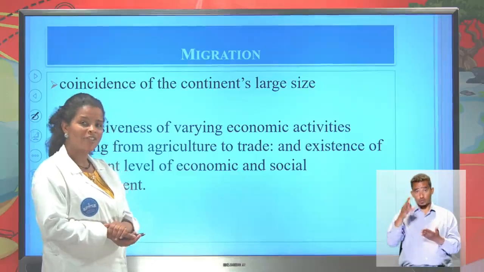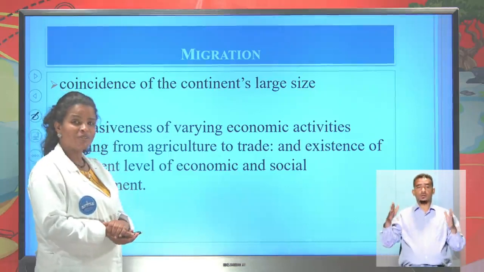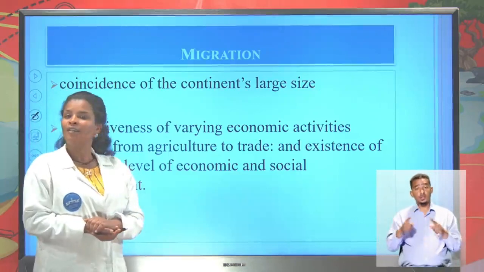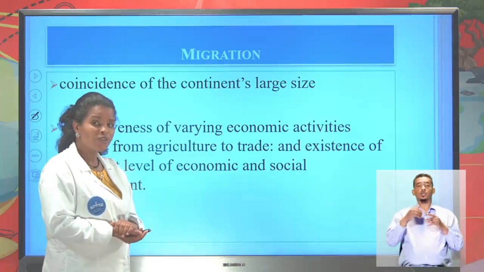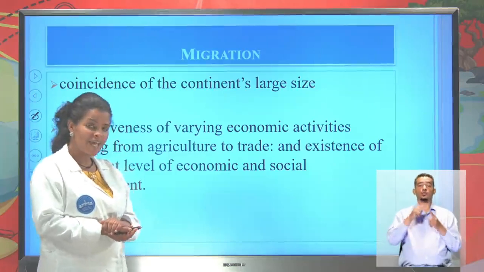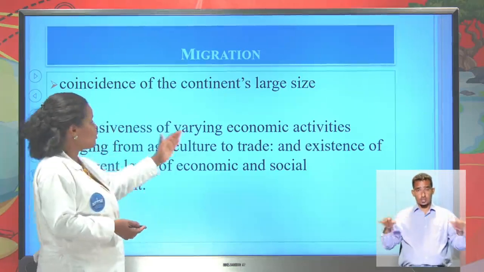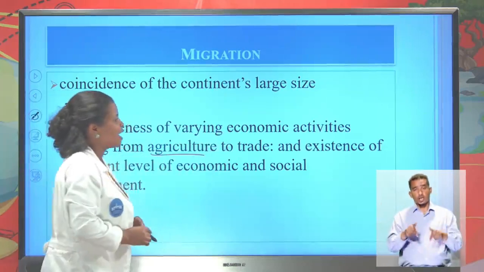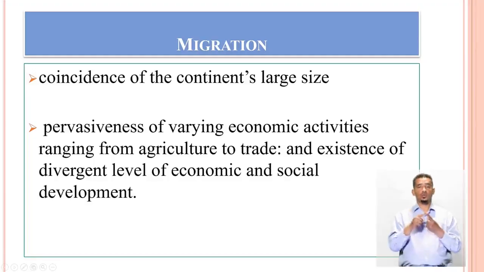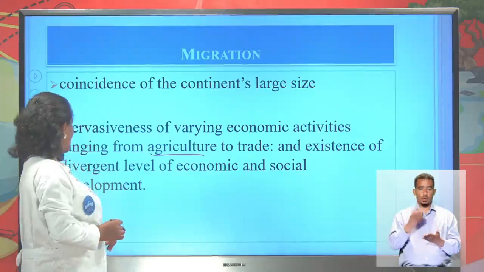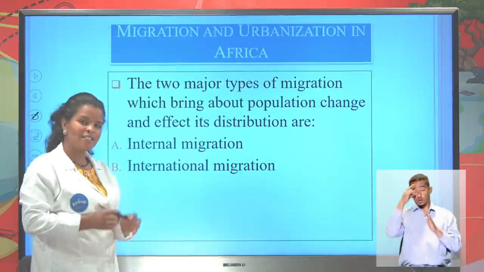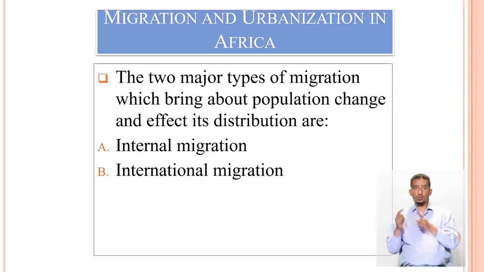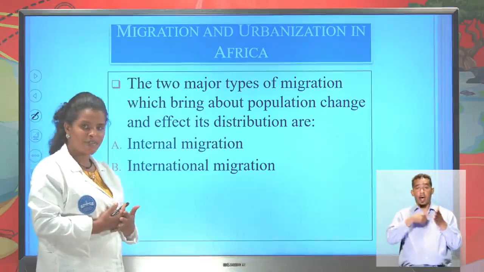Because of the countries' large size, Africa is not densely populated. In terms of size, it is the second continent next to Asia, but it is not densely populated because of its large size. There is also the prevalence of varying economic activities ranging from agriculture to trade, and the existence of divergent levels of economic and social development. Because of this, the African people move from one place to another. So migration is common in Africa.